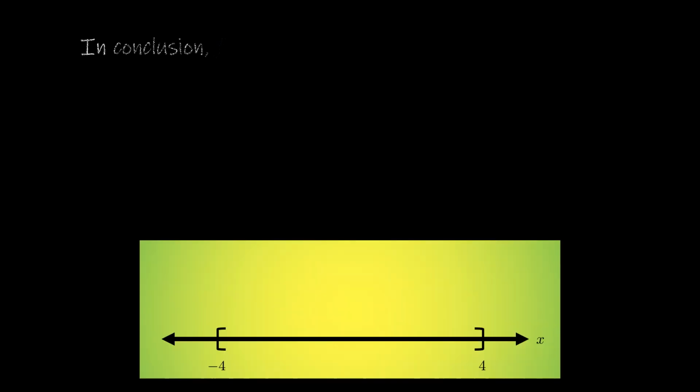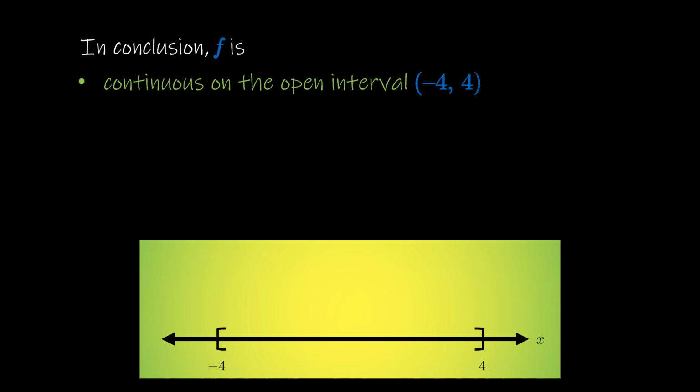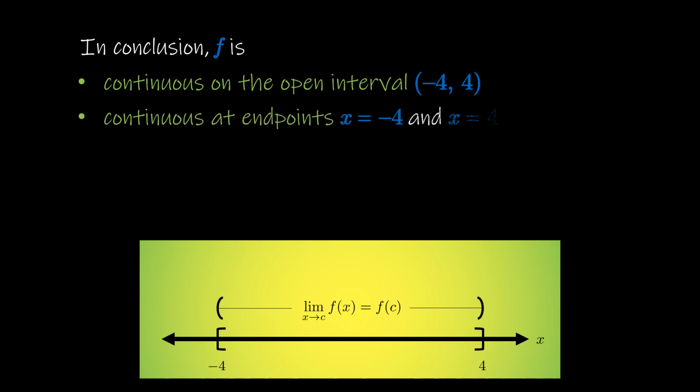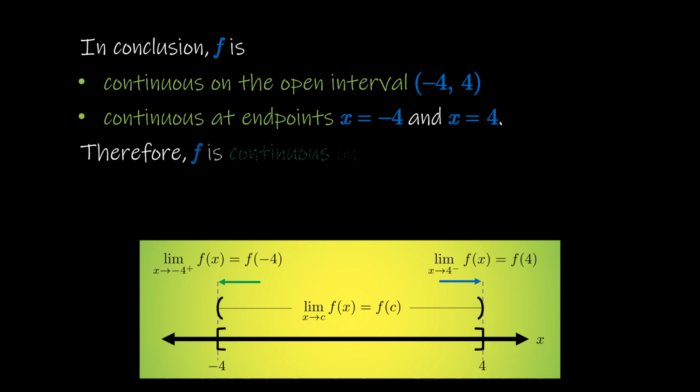In conclusion, f is continuous on the open interval -4, 4, and continuous at endpoints x equals -4 and x equals 4. Therefore, f is continuous on the closed interval -4, 4.